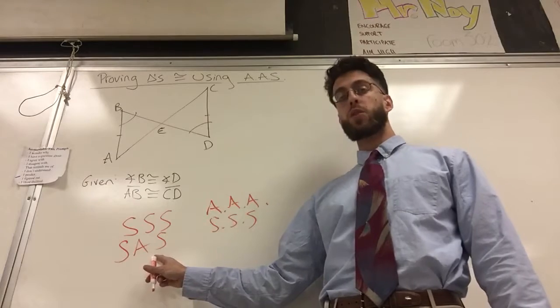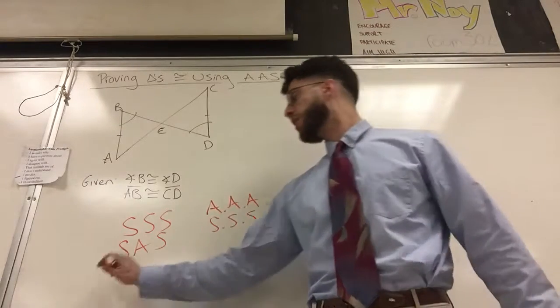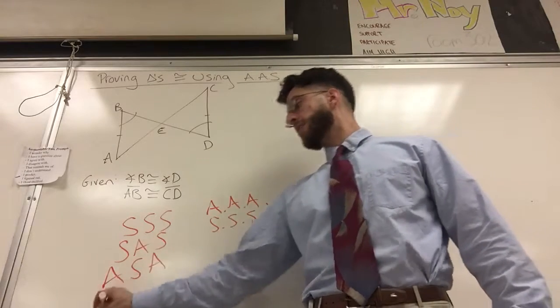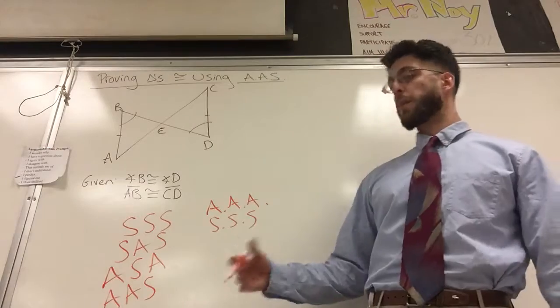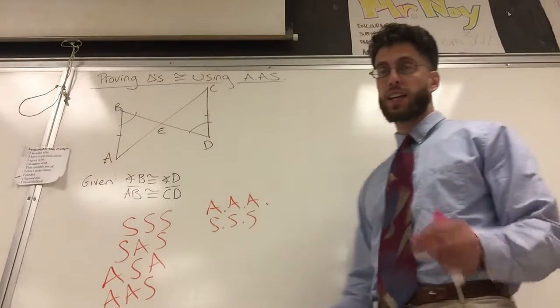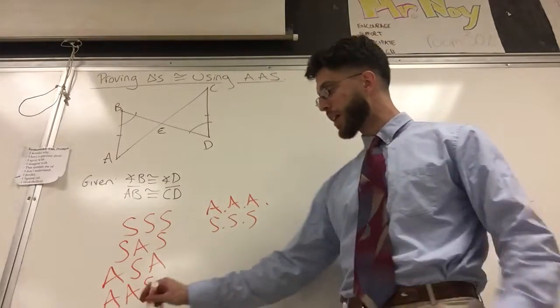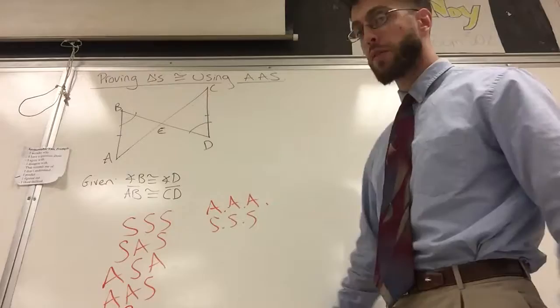Side, angle, side is also the minimum amount, or enough information, to say two triangles are congruent. There's angle, side, angle. And today you're learning the fourth one, which is angle, angle, side. So I know you've been eagerly anticipating, oh, how many shortcuts are there? And there's actually another one. I'm not going to put it. I'm going to let you keep searching. But it's coming very, very soon.